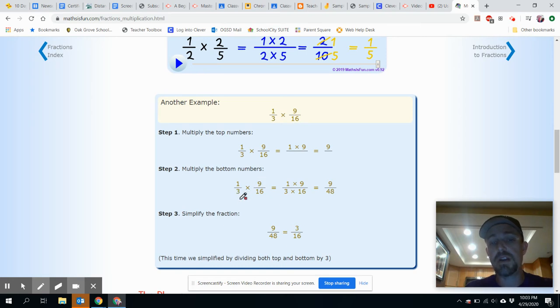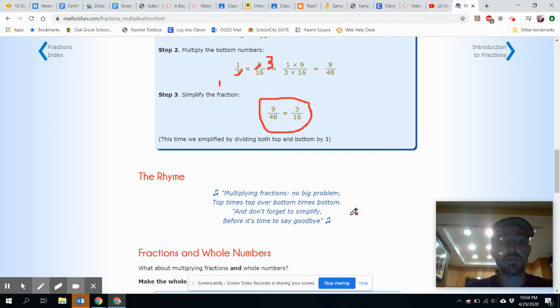If you take your 3 and your 9, you could divide them both by 3 and you get a 1 there, and then you would get a 3 right there. And if you multiply that out, you would get 3 over 16 in one step instead of having to simplify it. So you could do it in a couple of different ways. So there's your answer there.